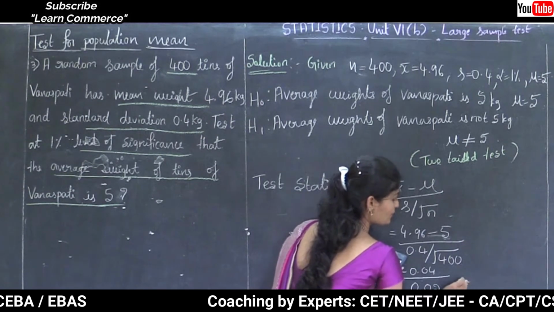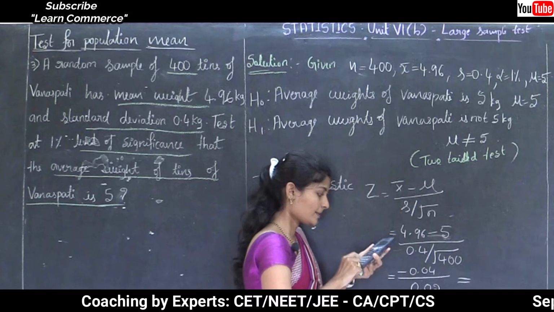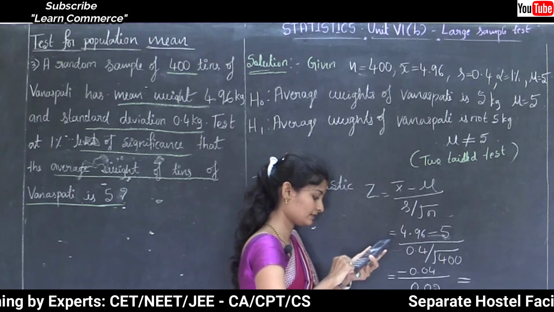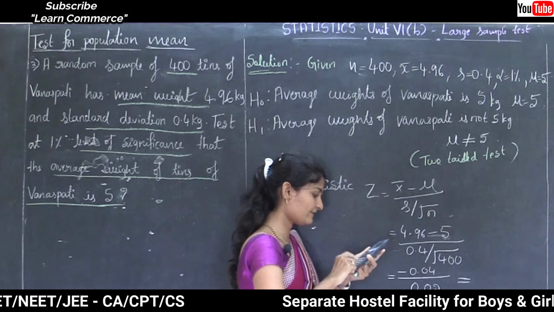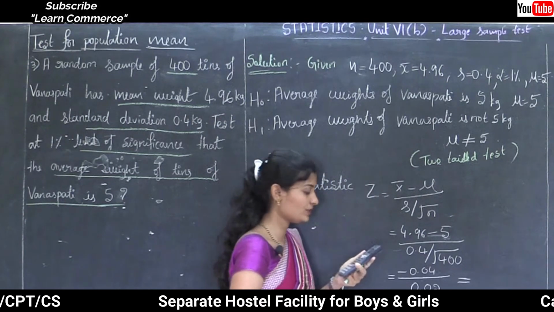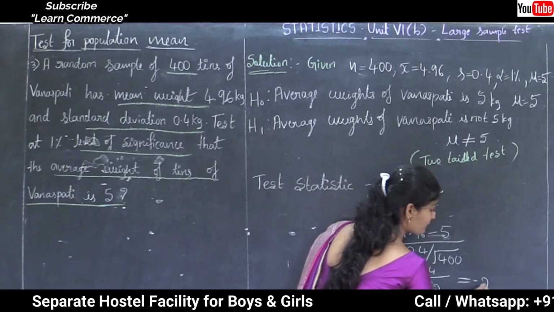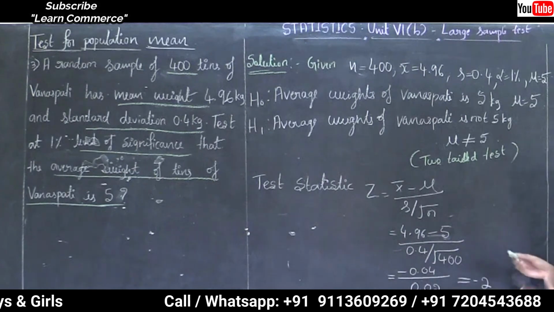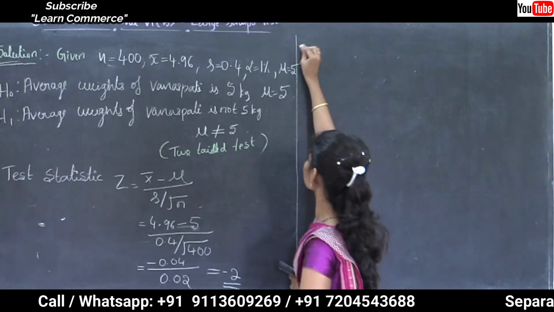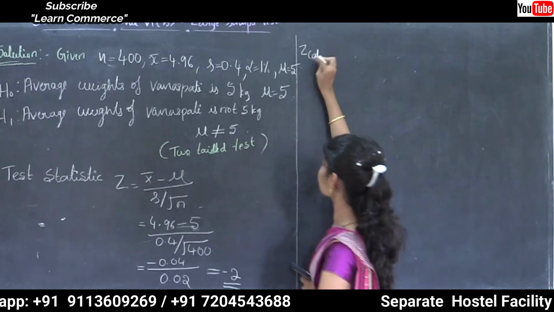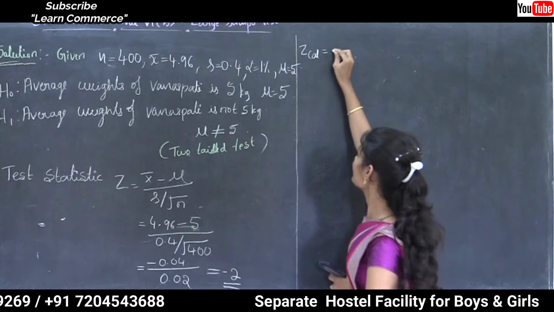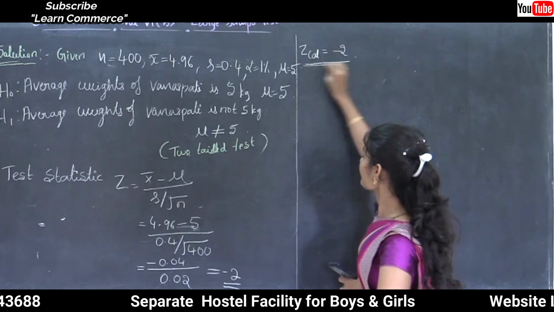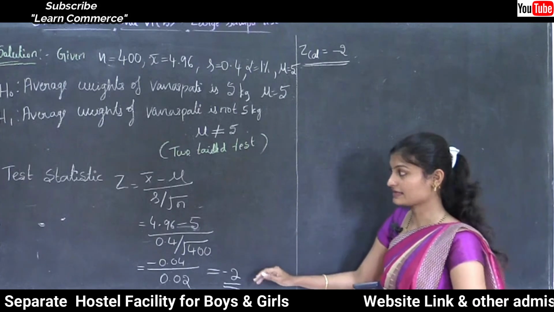Okay, this is equal to minus 0.04 divided by 0.02, that is minus 2. And here minus 2 is calculated value, that we can write Z CAL. Okay, this calculated value is equal to minus 2. And this is calculated value.